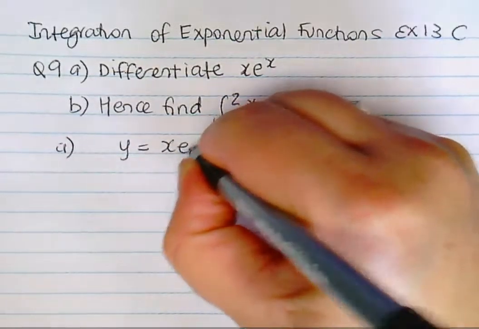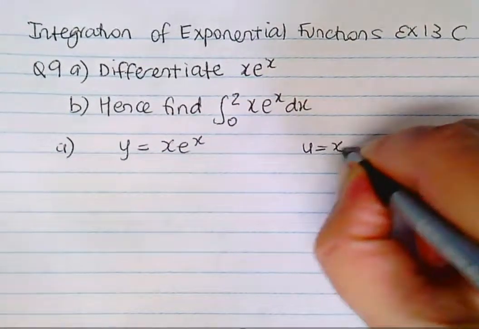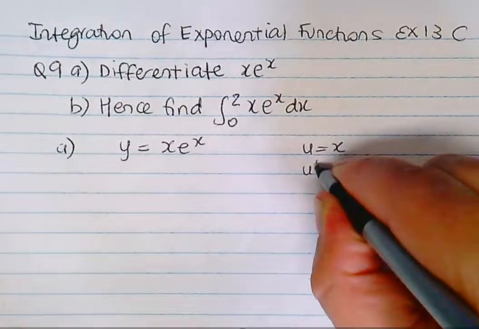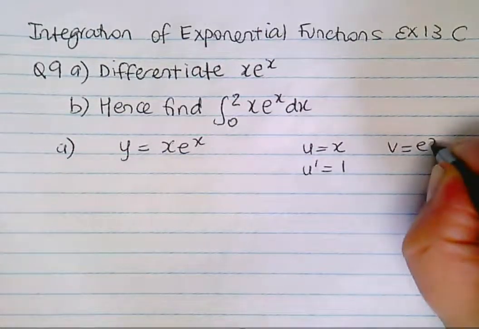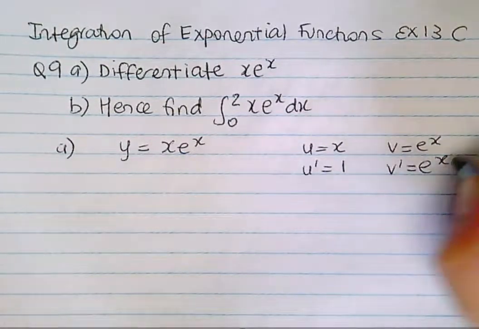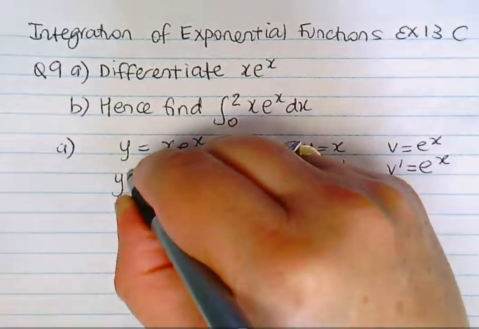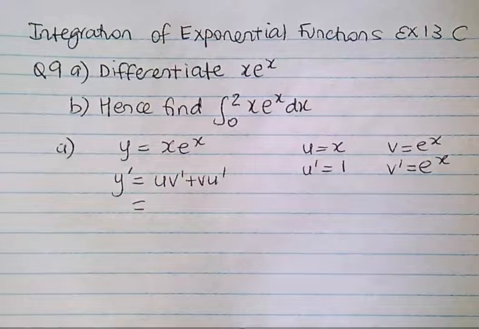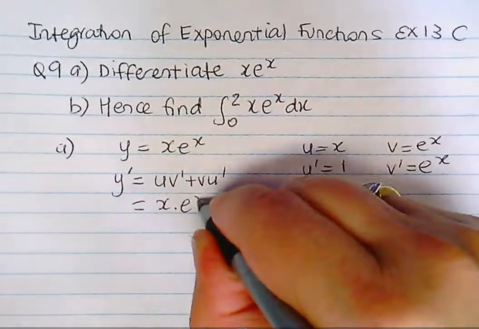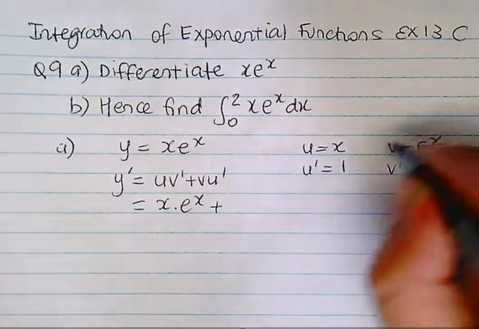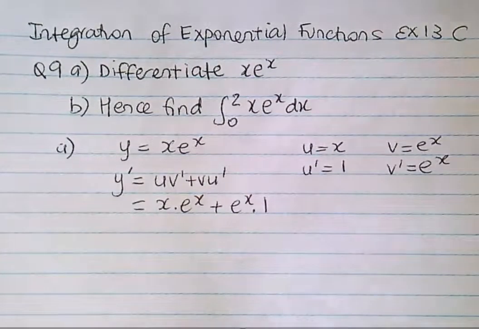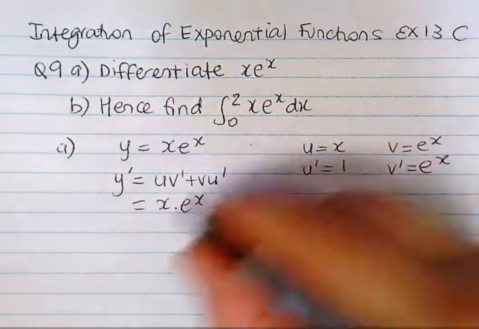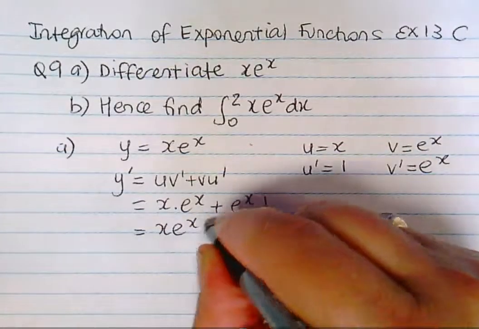If y equals x e to the power of x, we would use the product rule because we can see two functions in x. So u is x, u dash is 1. v is e to the x and v dash is also e to the x. So your first derivative, y dash, is u v dash plus v u dash, which is x times e to the x plus e to the x times 1. Hence, if you differentiate x e to the x, you will get x e to the x plus e to the x.